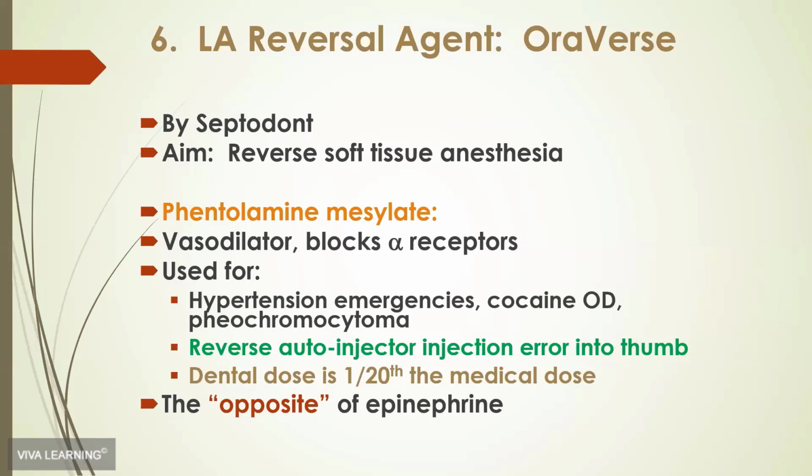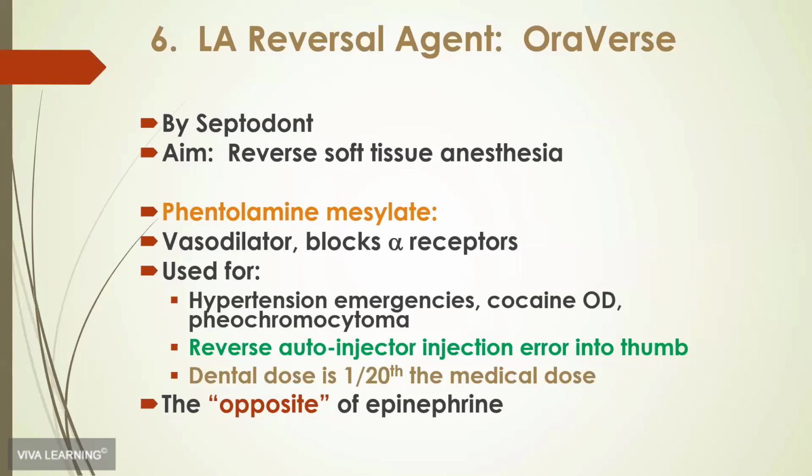new product. This is called OraVerse, and this is awesome. I use this at least once a week. It's an antidote for the local anesthetic. It's approved in both the US and Canada. And basically, this is like the opposite of epinephrine. So it's a very potent vasodilator. The drug is called phentolamine mesylate. And phentolamine is used in medicine for hypertension emergencies, because it's such a potent vasodilator that it lowers the blood pressure. However, it's not in dentistry.